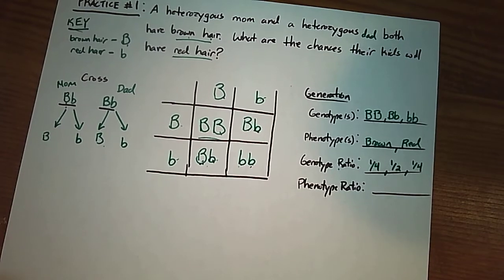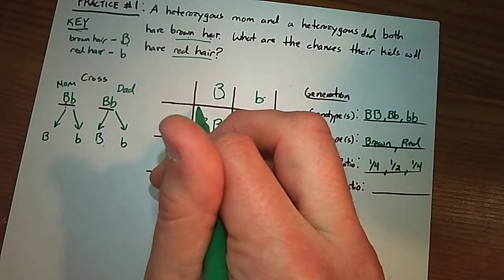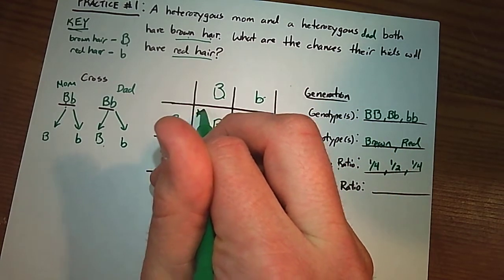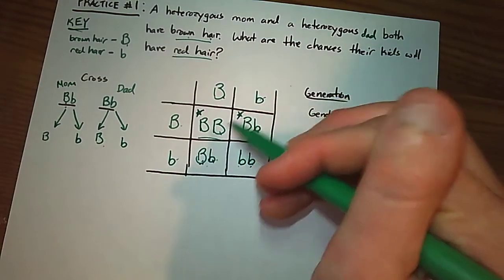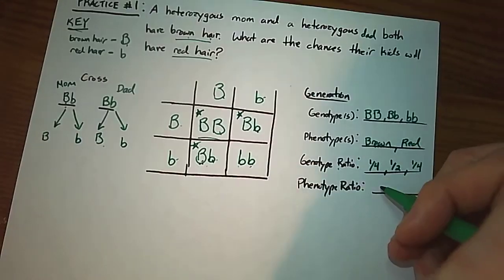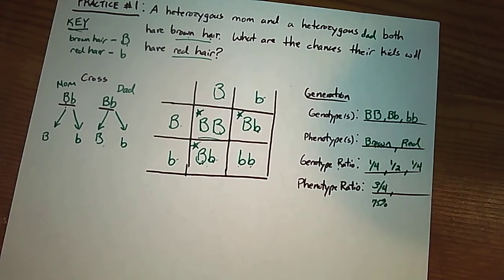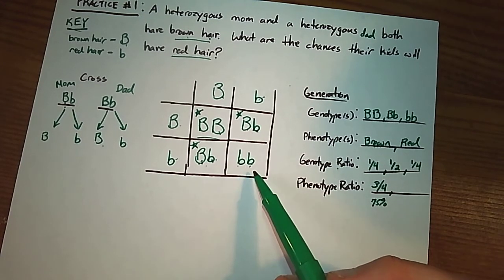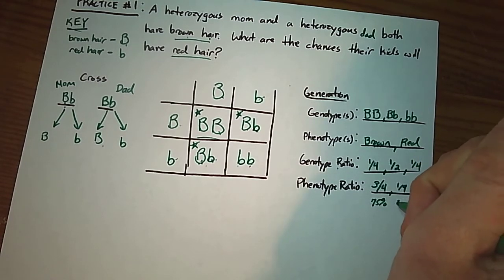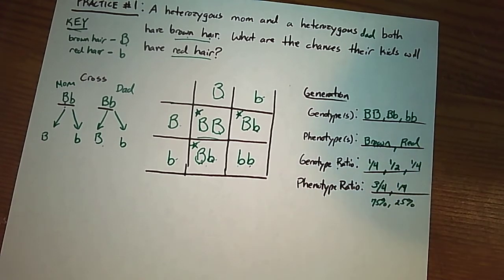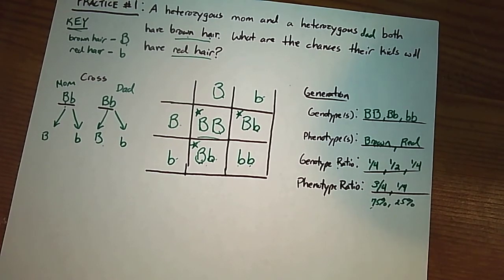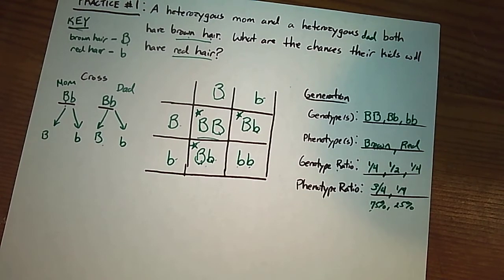Now I'm going to come up with my phenotype ratio. For brown hair, I'm going to put a star next to anyone that could have brown hair. Dominant allele, definitely brown hair. Dominant allele, brown hair. Dominant allele, brown hair. So in terms of the chance of having brown hair, that's a 3 in 4 chance, or I could put a 75% chance. Fraction or percentage works either way. And then there's a 1 in 4 chance, or a 25% chance, that they're going to have red hair. This is really similar to Mendel's flower petals, where 75% were purple and 25% were white in that last generation.